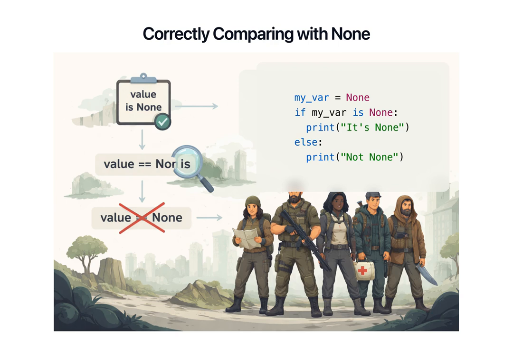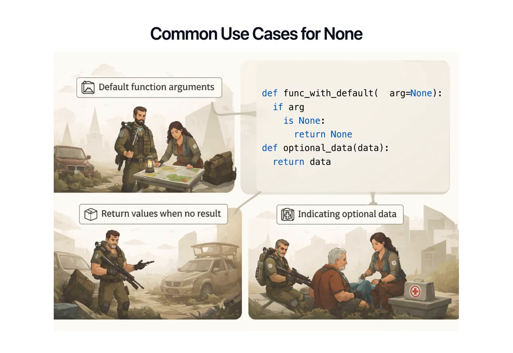When comparing a variable to None, use the is operator to check for identity. This ensures that you are checking if the variable is exactly the None object, rather than just having an equivalent value. None is frequently used in Python for default function arguments, as a return value when there is no result, and to indicate optional data. These use cases make None a versatile tool in Python programming.